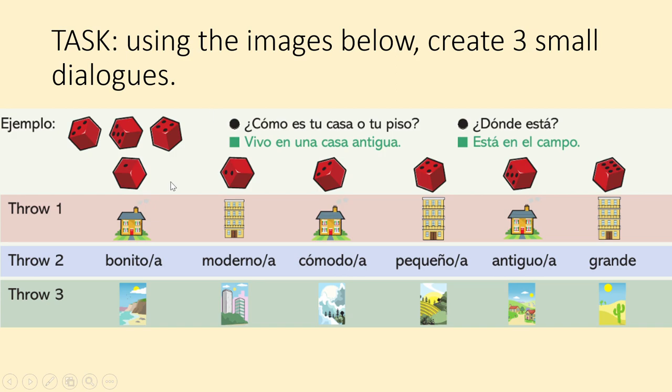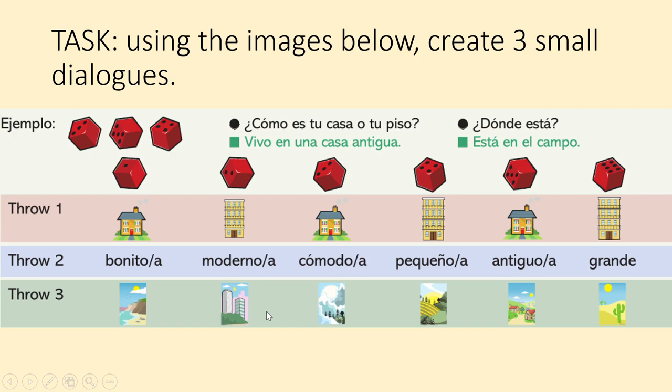You can choose from this line here if you want to talk about a house or a flat. From this row here, you're going to decide whether or not it's bonito, moderno, cómodo, pequeño, antiguo, grande. Make sure you're choosing the correct adjective endings for these ones. And number three, from this row, this is the location.